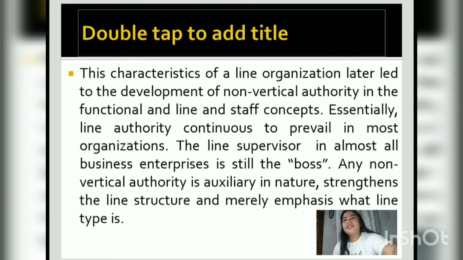These characteristics of a line organization later led to the development of non-vertical authority in the functional and line-staff concepts. Essentially, line authority continues to prevail in most organizations. The line supervisor in almost all business enterprises is still the boss. Any non-vertical authority is auxiliary in nature, strengthens the line structure, and merely emphasizes what the line type is.